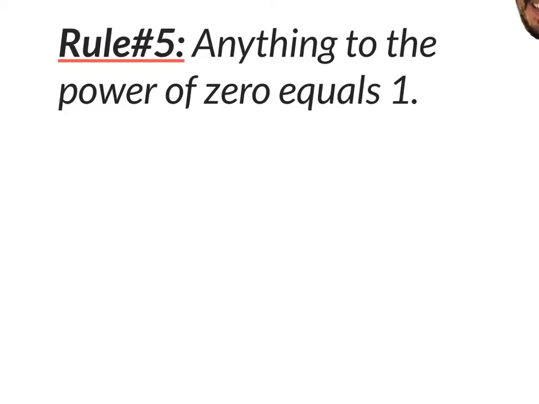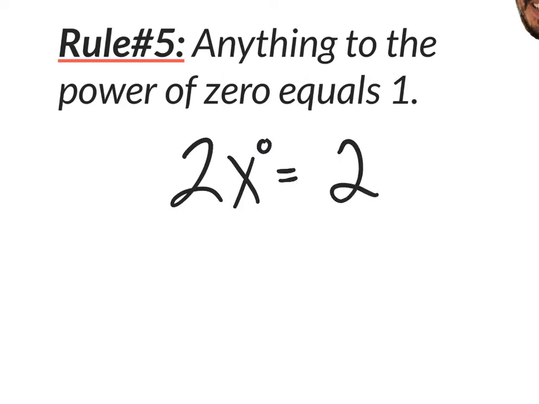So if you think you understand that, write this one down. 2x to the power of 0. That equals 1? 2? What? It's just 2. Okay, so once again, I think we all understand this, that anything to the power of 0 equals 1. Now let me ask you this.